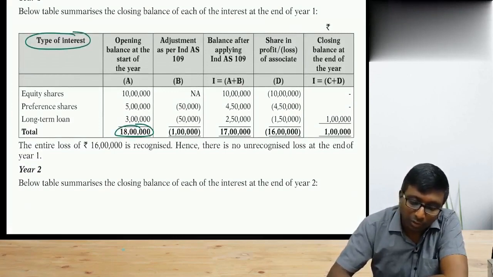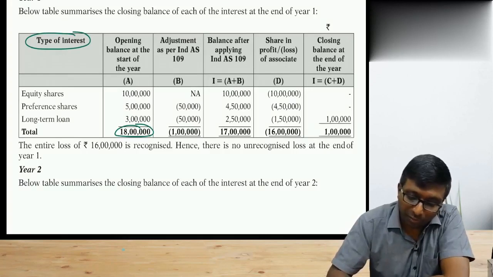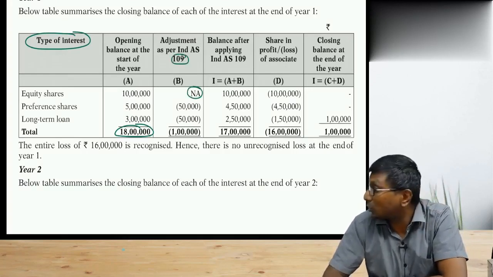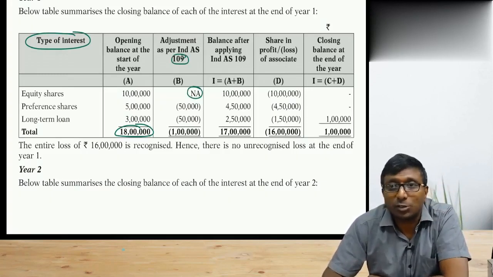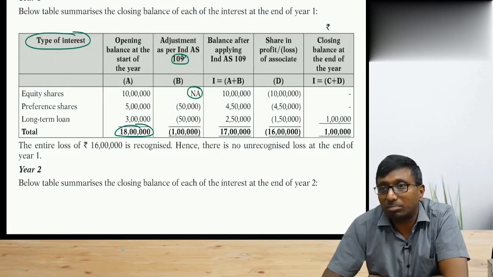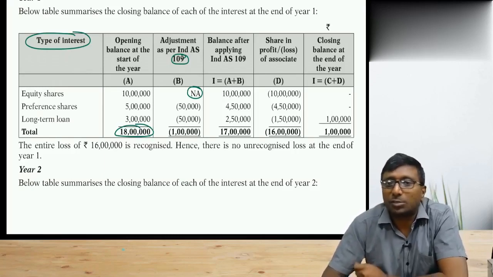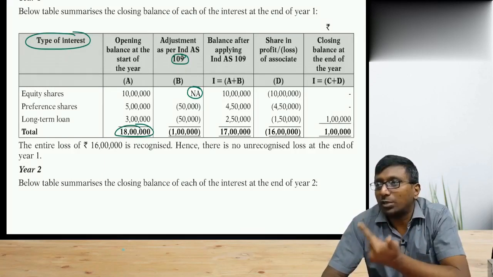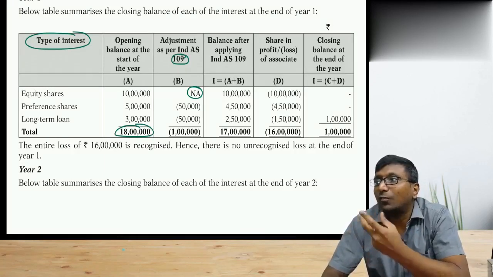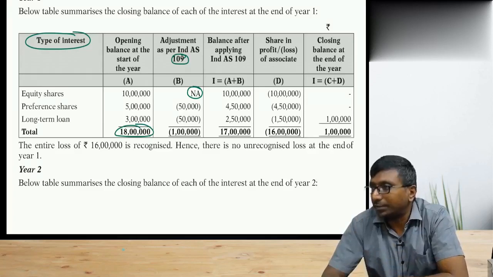So what should I do here? Equity shares. Equity shares as per 109? No, it is not 109. Investment in associate, even though investment in equity share is a financial asset, it is scoped out. Investment in associate, investment in joint venture, investment in subsidiary will not fall under Ind AS 109.